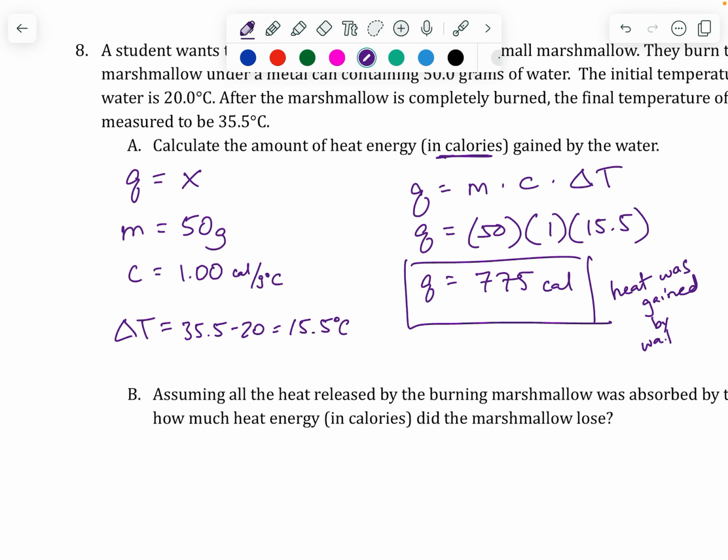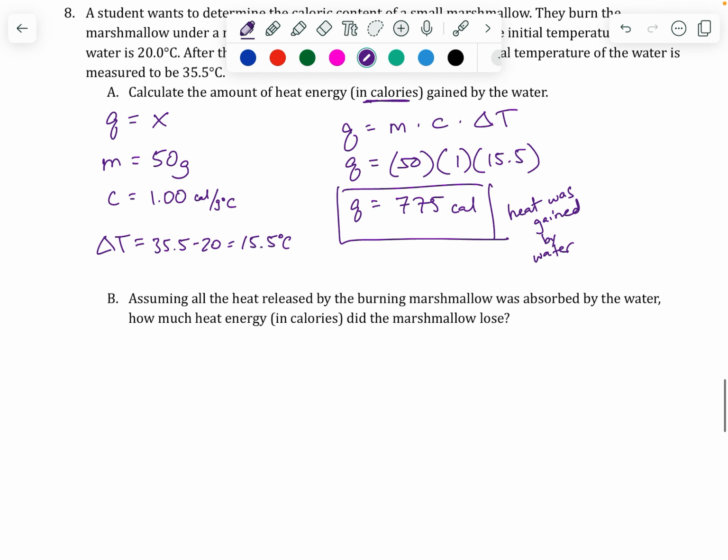by the water. And so we come here, assuming all the heat released by the burning marshmallow was absorbed. How much heat in calories did the marshmallow lose? Your initial instinct is going to want to use Q equals mc delta T again. However, knowing that heat lost equals heat gained, we figured out how much heat was gained. Therefore, that's the exact same amount that was lost by the marshmallow, right? If we're assuming all the heat was gained by the water and it came from the marshmallow.